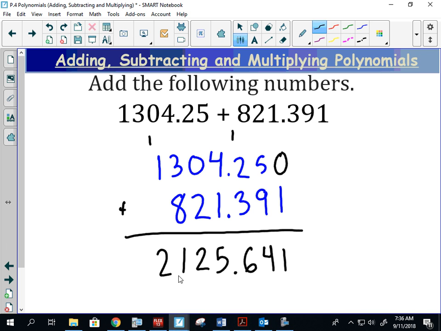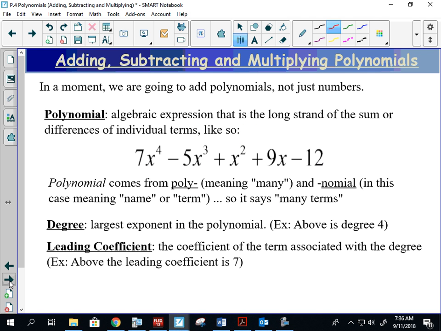So the answer is not important. What is important is that we line up our like terms, and that's what we're going to be working on today with polynomials. Before we go doing that, we're going to define a couple of terms that we're going to be using throughout the lesson. The first one is a polynomial.